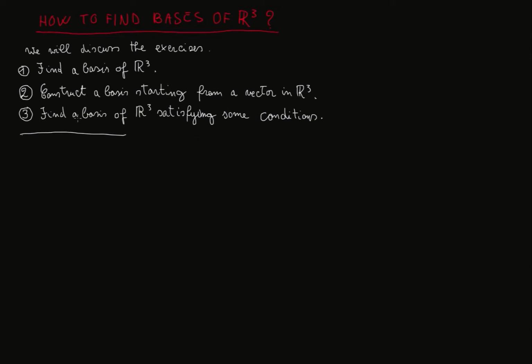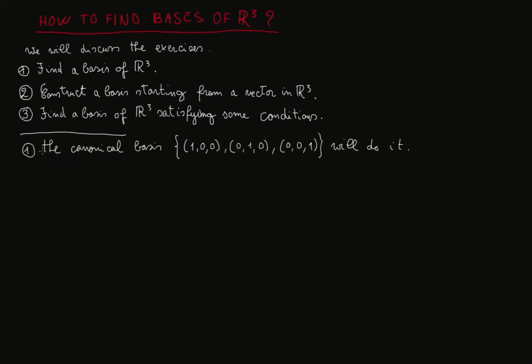And the third question is going to be to find a basis of R3 satisfying some other conditions which might be more restrictive than the one at point 2. Not just starting from a vector, but some more complicated conditions. So part 3 will be covered in the next exercise.